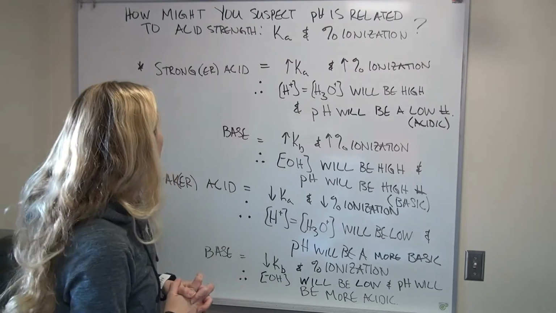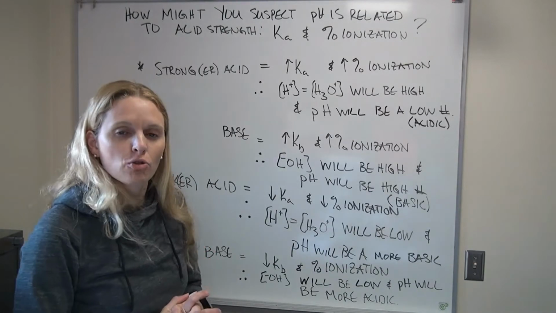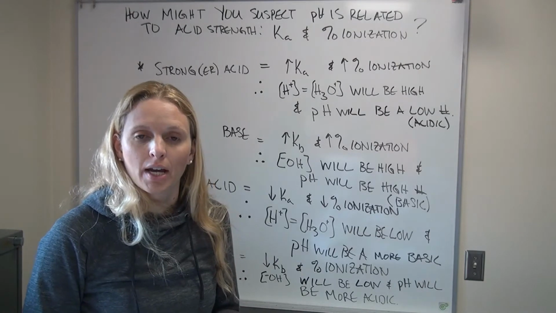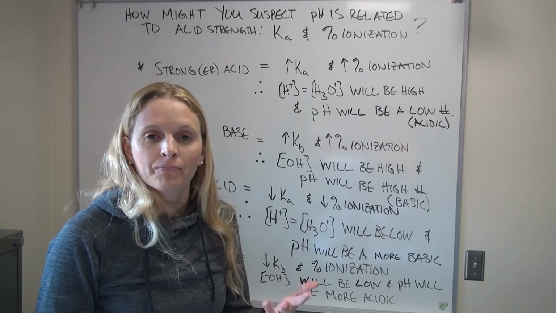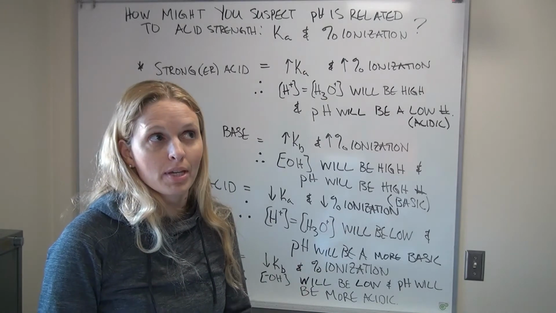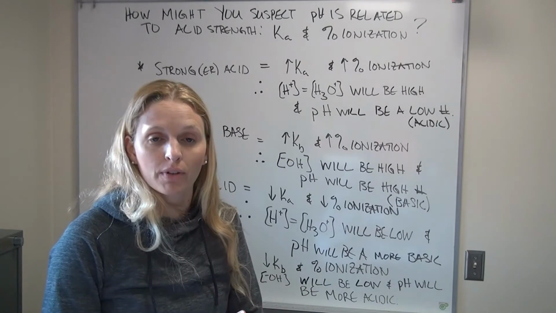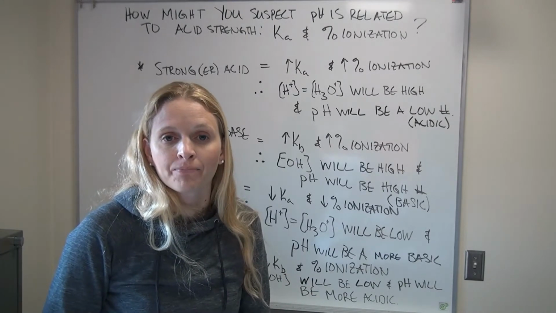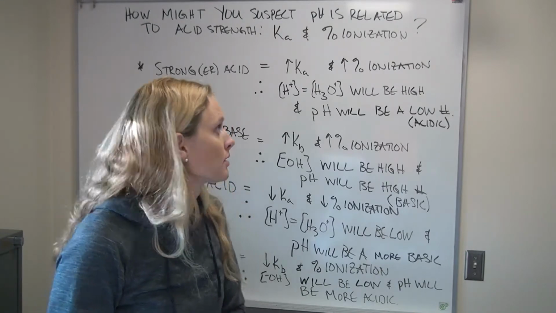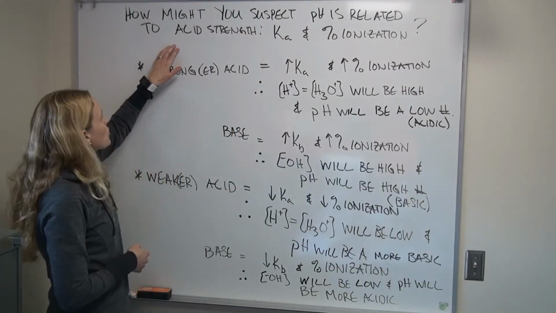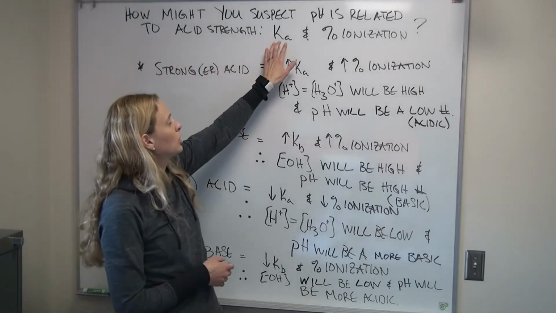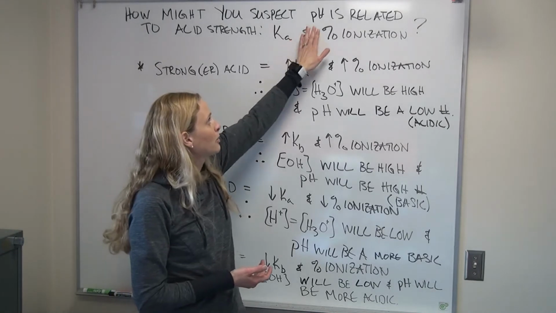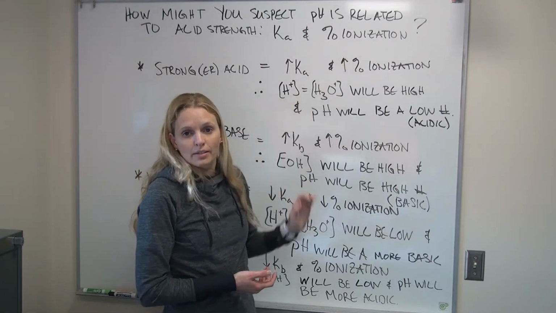Okay, so now we're going to take a few minutes and talk about how you might suspect that pH is related to Ka and percent ionization. Eventually we want to see how pH and Ka are related to each other so that we can calculate the pH of various acid and base solutions. How do you think pH is related to Ka, if we have the Ka number? How do you think pH is related to percent ionization?